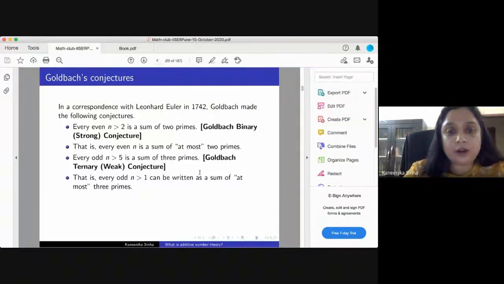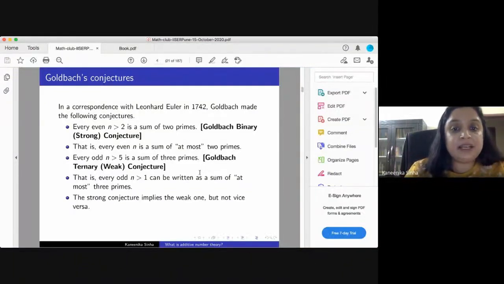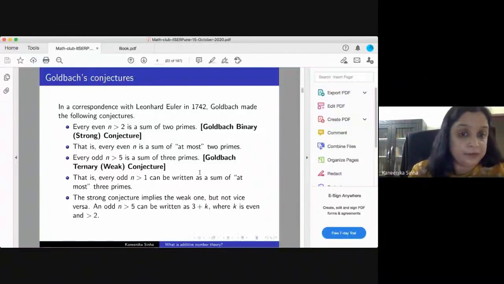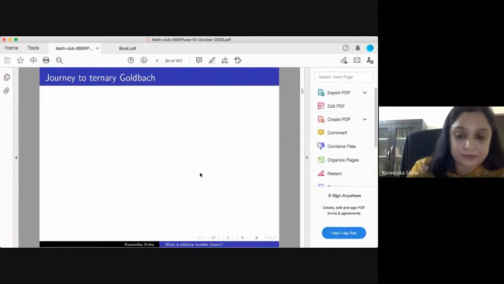Okay, now why is this called the weak conjecture? It's because the strong conjecture implies the weak one, but not vice versa. So any odd n greater than 5 can be written as 3 plus k. You can observe this immediately, where k is even and greater than 2. So if you knew a Goldbach decomposition for k, so you have written k as a sum of 2 primes, p1 plus p2, and 3 is the third prime. So this proves your ternary conjecture.